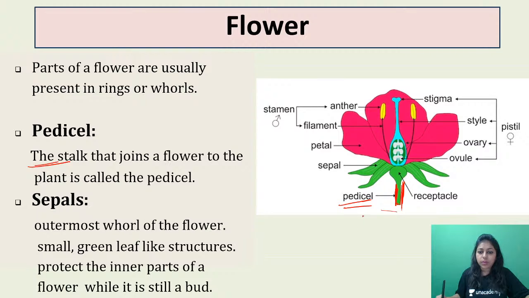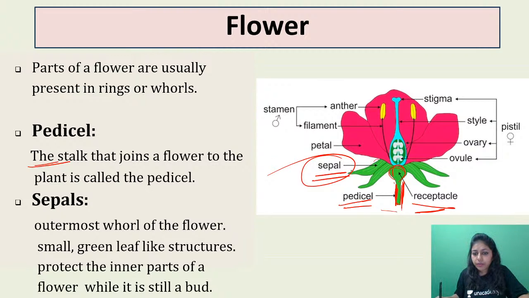I hope you are clear with this. And the one on which the ovary is resting, the thick part above the pedicel, we call it the receptacle. Now come those small green leaves which protect the inner flower before the flower blooms. What do we call those small leaves, green in color? We call them sepals. Are you clear? In the flower, those green leaves.